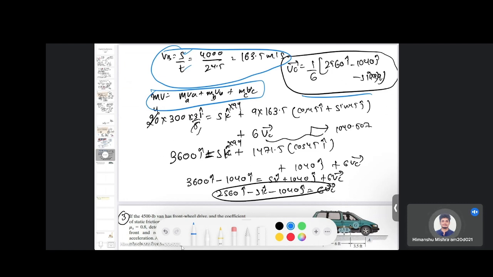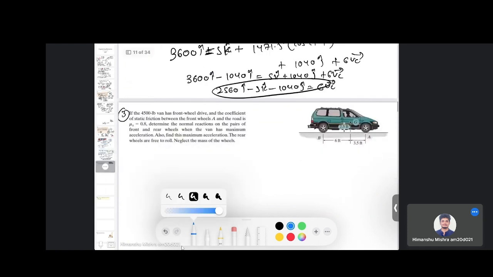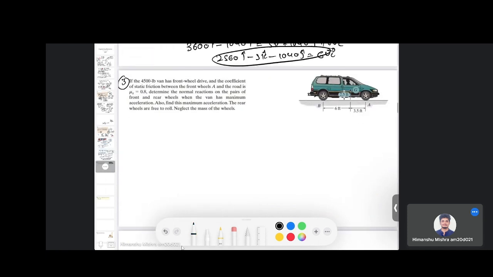Now let's move to the next problem. If the 4500 pound van has front wheel drive and the coefficient of static friction between the front wheel A and the road is 0.8, determine the normal reaction on the pairs of front and rear wheels when the van has maximum acceleration. Also find the maximum acceleration. Neglect the mass of the wheel.